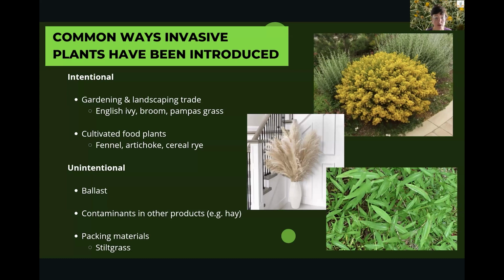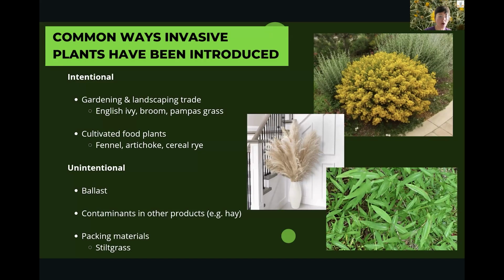Unintentionally, plants have gotten here through ballast in ships. I don't know if you're familiar with ballast. I'll try to explain it quickly. When shipping containers come in, they generally are loaded down with lots of cargo. When you offload that cargo and that bottom space is empty, that is dangerous because that means the ship sits higher in the water. So historically, people would fill that empty space with soil, rocks, gravel in order to weigh the ship down until it got to the next port.